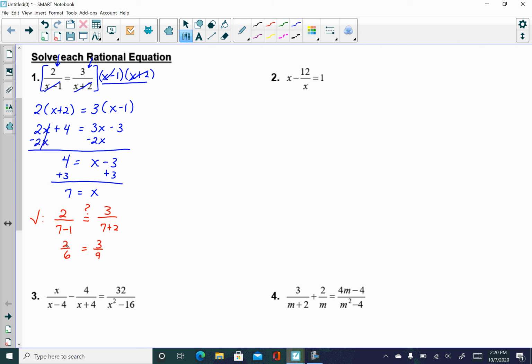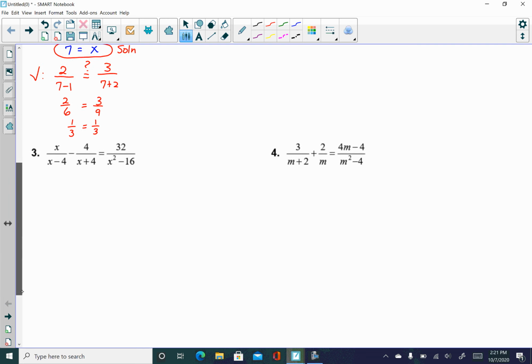If you reduce these fractions, 2 over 6, you can divide them both by 2. So 2 divided by 2 is 1. 6 divided by 2 is 3. On the right-hand side, this can also be reduced. 3 goes into both of those. Divide them both by 3. So 3 divided by 3 is 1. 9 divided by 3 is 3. So sure enough, x equals 7 is a solution, and it's the only solution. So that is x equals 7 is your solution. Okay, I'll let you pause the video and try example 2 now on your own.